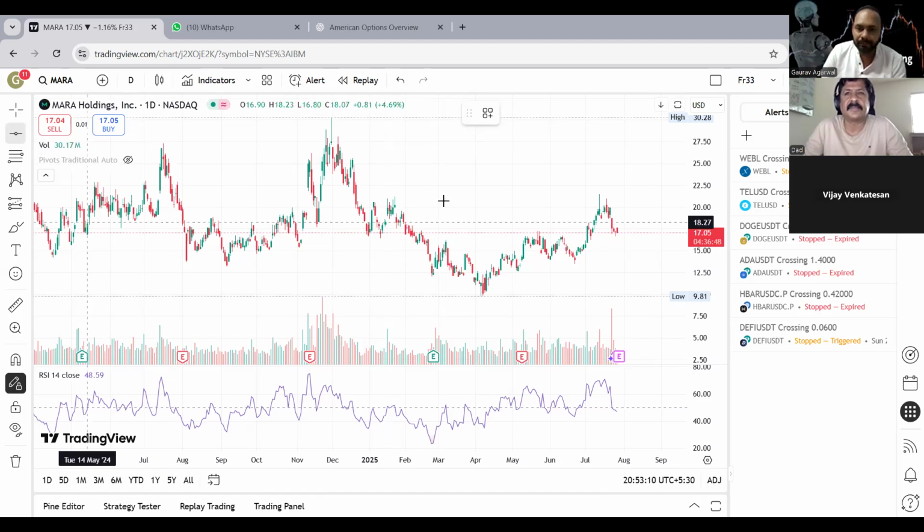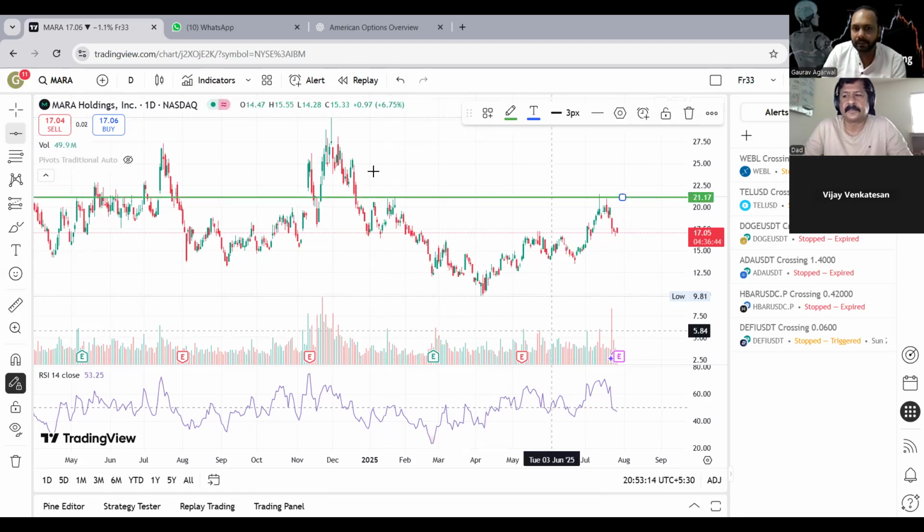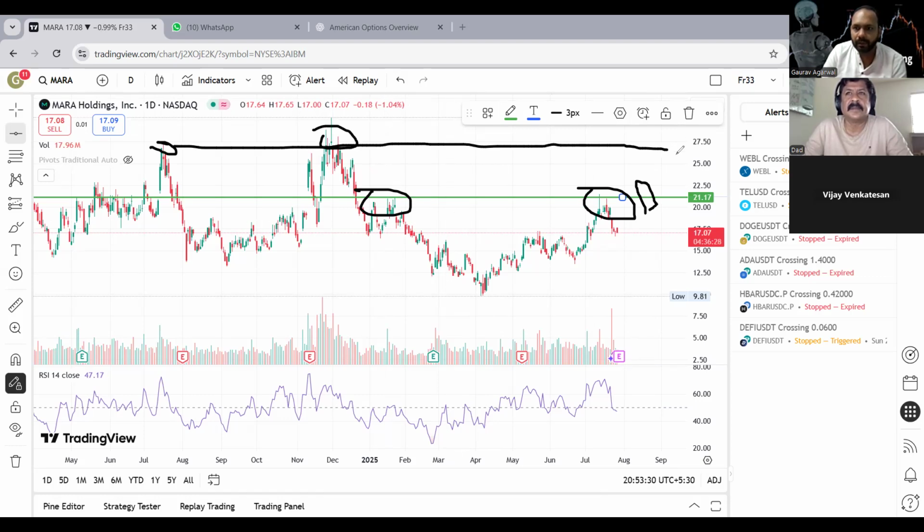Because see, in this area we have a resistance here, right? This is the resistance and this is the second resistance, right? So if it gives a breakout like this, then we can buy and our target will be this previous swing high, which is around 27. So once it crosses 21.5, something like that, then we can take a buy entry there.